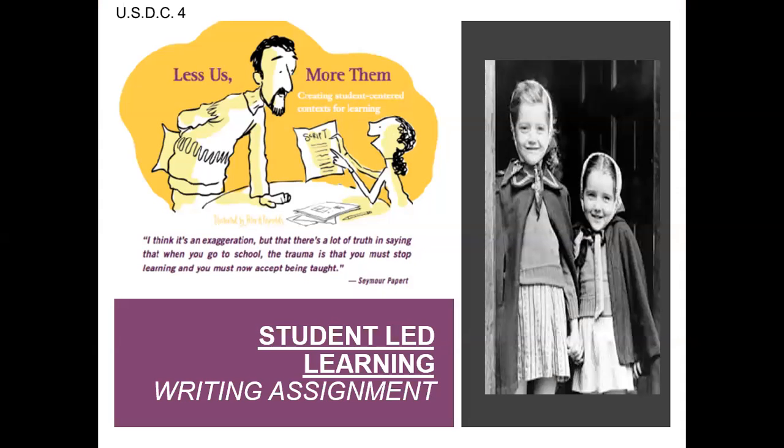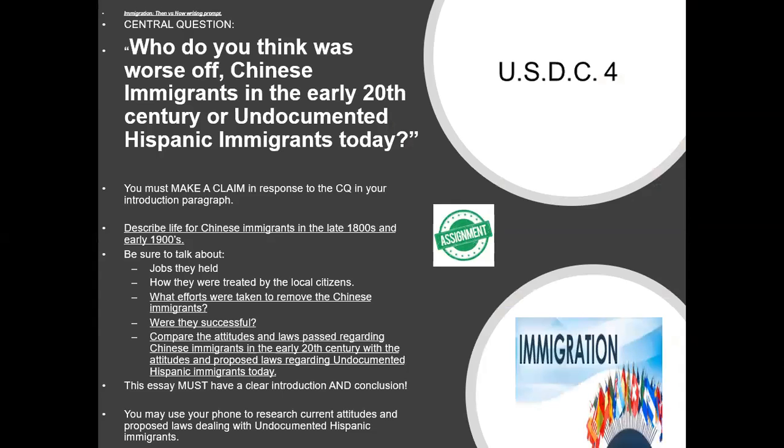Okay, assignment now, another assignment here. It is an essay you'll be writing, and I'm trying to bring it up now. The question is, who do you think was worse off? Let's compare the late 1800s to today. Who do you think was worse off: Chinese immigrants who were being prejudiced against in the late 1800s, or undocumented Hispanic immigrants today? We do have quite a few immigrants coming in from Central and South America, and in many cases, a lot of people feel they are very mistreated. Who do you think had it worse?